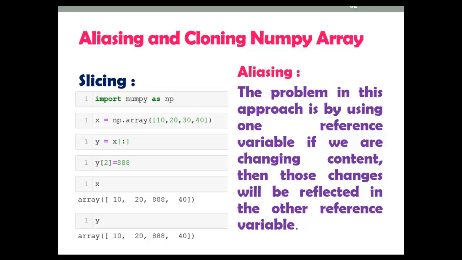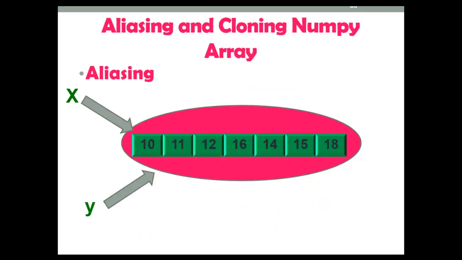Now, in this example, I have created a copy using slicing. Then I have changed the third element to 888 in y. Then you can see the changes are also reflected in x. Changes in x are reflected in y because both are pointing to the same object. So any change in x is also reflected in y.